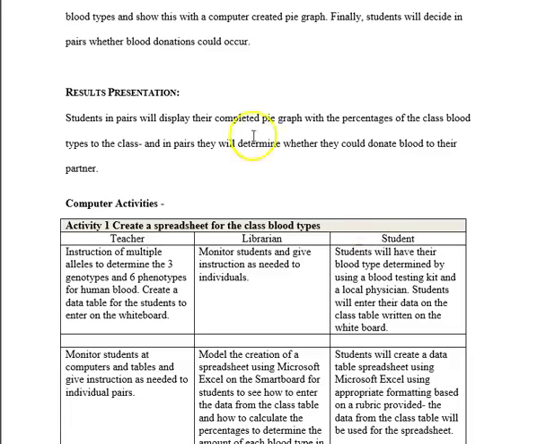You need to have a plan for your results presentation, and this one's a very simple one. The students in pairs at the end are going to display a completed pie graph with the percentages of the class blood types to the class. Everyone should look exactly the same if they do that part correctly, but then in pairs they're also going to explain whether they could donate blood to their partner.